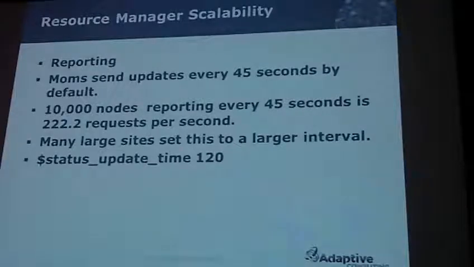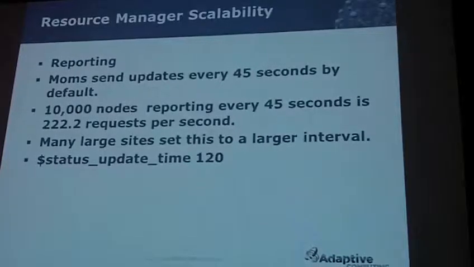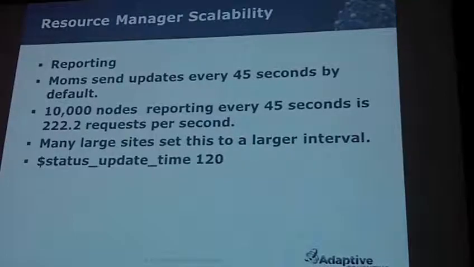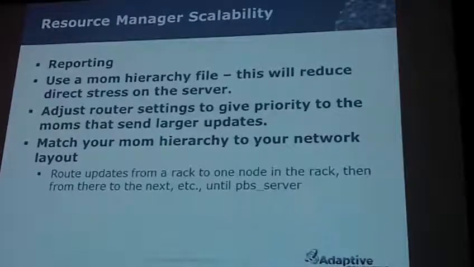If you're running a very large system and you have jobs that run for days, you probably don't need an update every 45 seconds from the mom. These are parameters you can play with. You can also take advantage of the mom hierarchy file. That's a new feature in 4.0. I'm not doing a complete coverage of it here, but basically it allows you to set up a file, and you say, we would like our moms to report through this path to the PBS server instead of directly contacting the server.